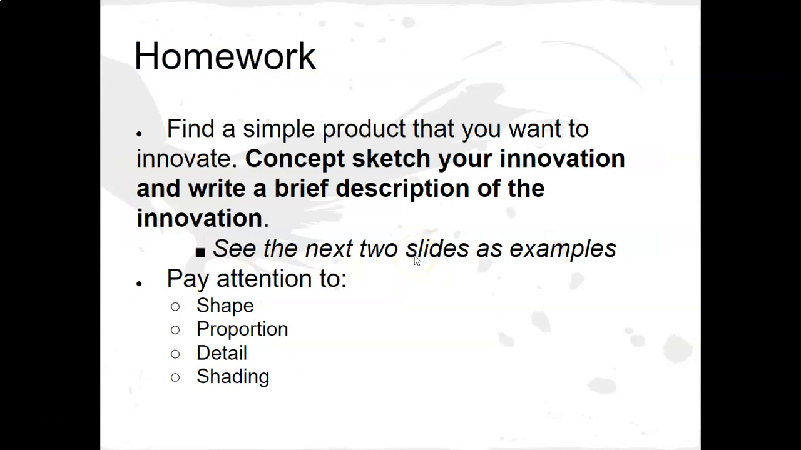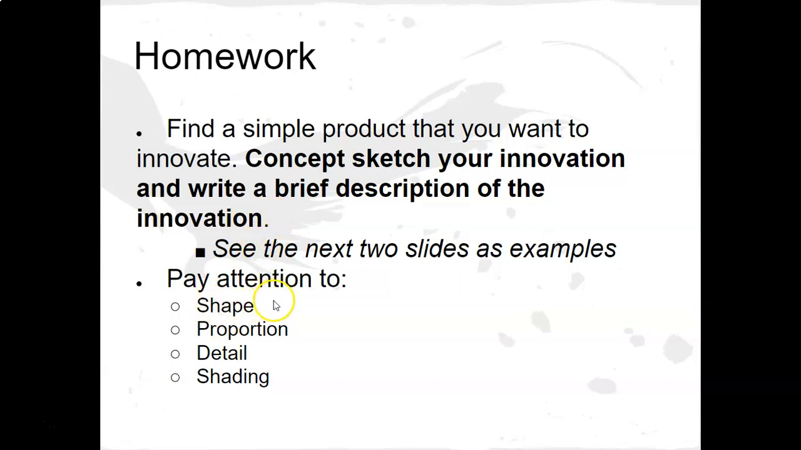Okay. And then anytime that we have left, or sometimes for homework, I kind of just encourage students to do a small little activity. And in this activity, I say to find a simple product that you want to innovate. Okay, innovate meaning to improve or to change something that already exists. This isn't an invention. This is an improvement of an already existing object. So I just want them to concept sketch their innovation and write a brief description of the innovation on the side of the piece of paper. And then we simply share that in class.